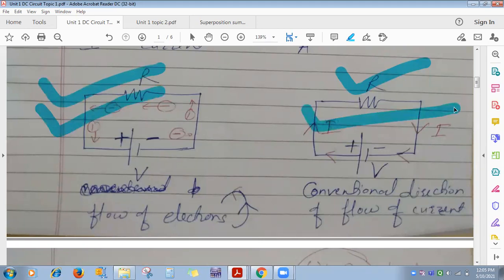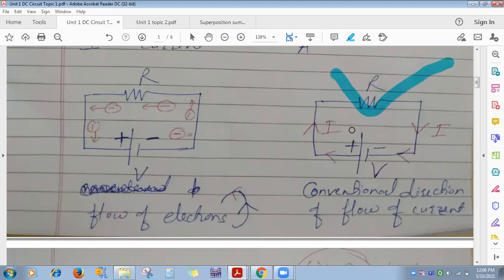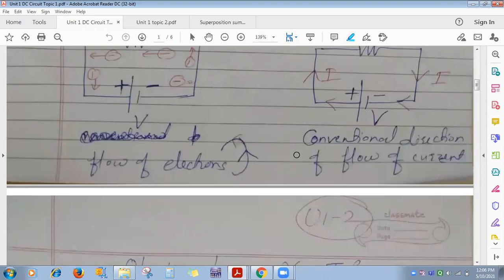In both cases, whatever magnitude of current or voltage drop or any unknown parameter you find, its magnitude will be the same, isn't it? So it doesn't affect whether you use this direction or this direction for analysis of the circuit, but we'll use the conventional one because in every book this one is used while analyzing the circuit. But you can use this one also. The magnitude of voltage or current will be the same, only the signs will be different.